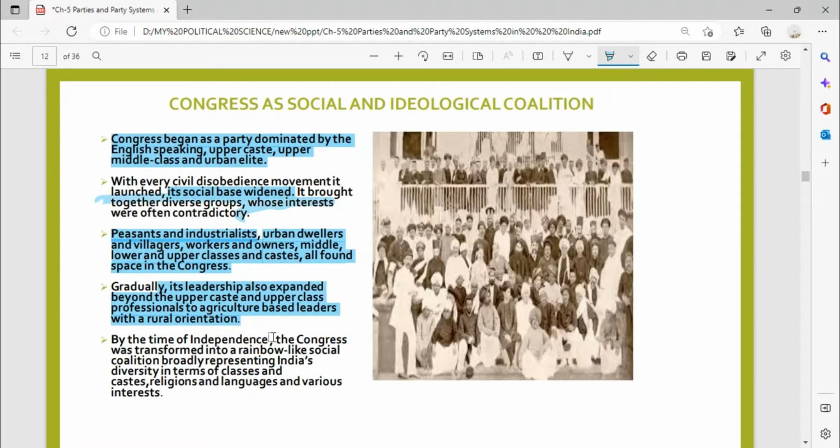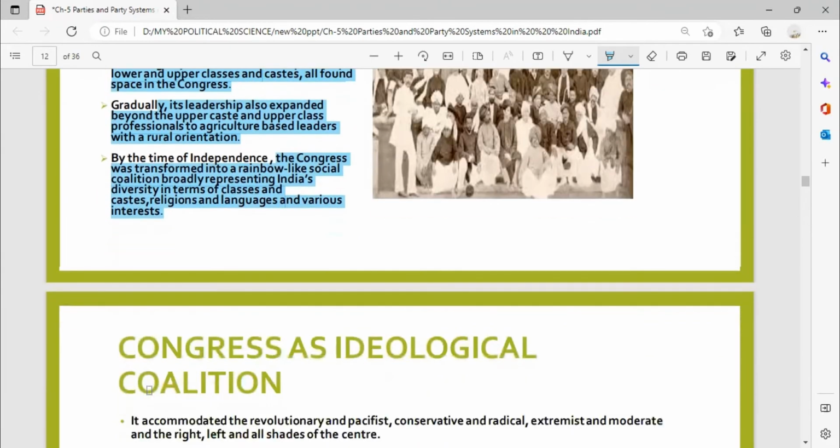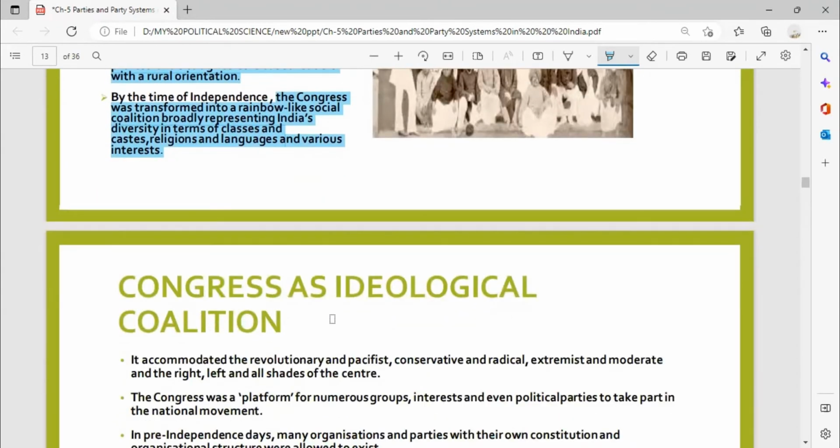By the time of independence, the Congress was transformed into a rainbow-like social coalition, broadly representing India's diversity in terms of classes, caste, religion, language, and various interests, sometimes even conflicting interests. But they worked together in the Congress only. And that's why Congress acted as a rainbow organization, or you can say a social and ideological coalition. This is important. This question has been asked several times in your board examination, and you have to focus on this question. Now, Congress as an ideological coalition.